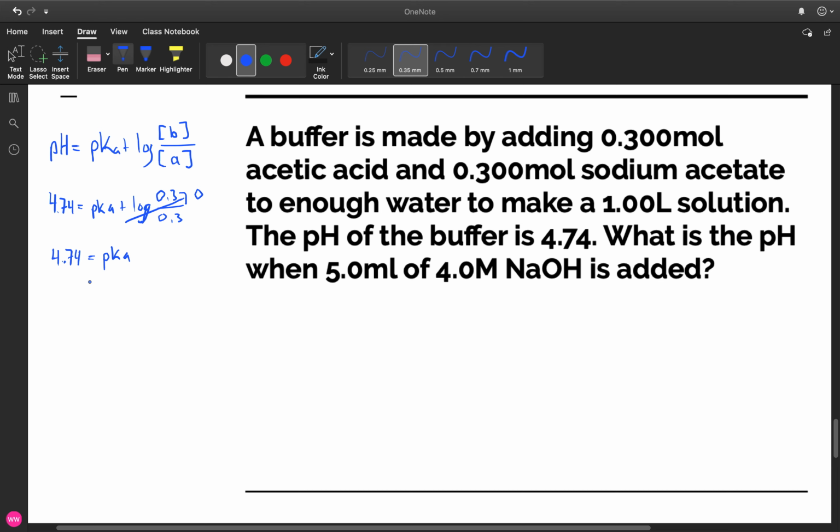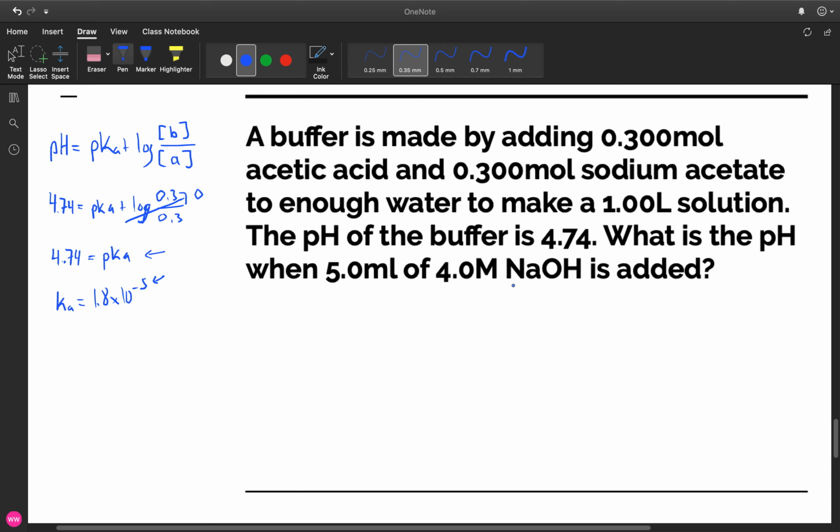By taking the anti-log of this value here, remember P is the negative log, we find that the Ka of acetic acid is going to be 1.8 times 10 to the negative 5th. I'm going to leave both of these values up because we might need one or the other, depending on the context of this problem. Moving on, we know that we're going to add 5 milliliters of 4 molar NaOH.